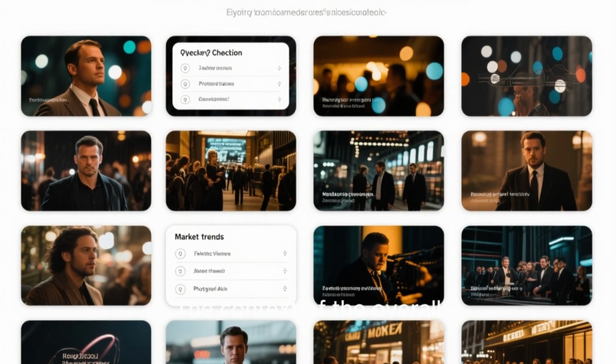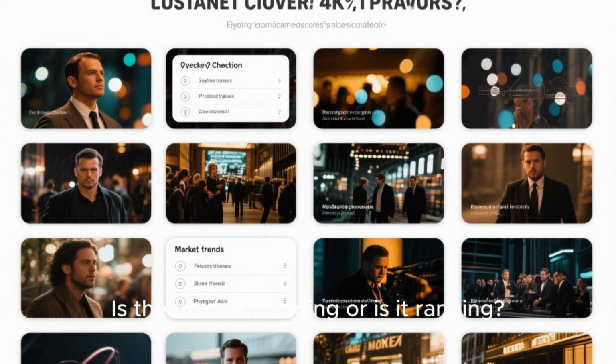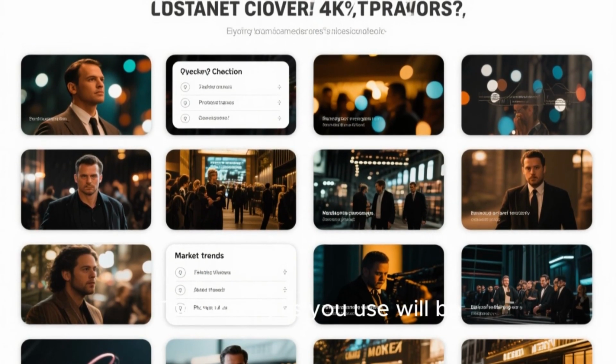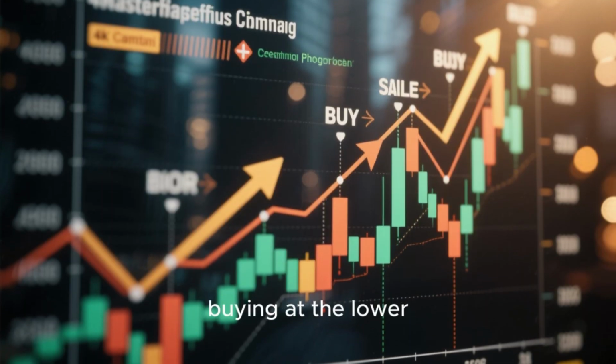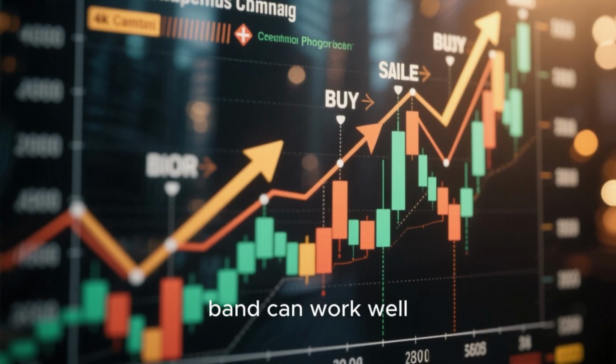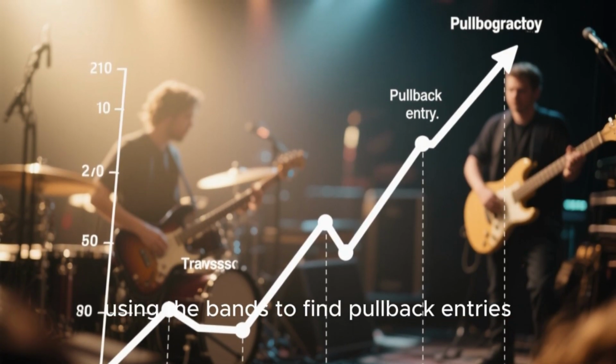The context of the overall trend is crucial. Always ask yourself, is the market trending or is it ranging? The strategies you use will be different for each. In a ranging market, buying at the lower band and selling at the upper band can work well. In a trending market, you want to trade with the trend, using the bands to find pullback entries.